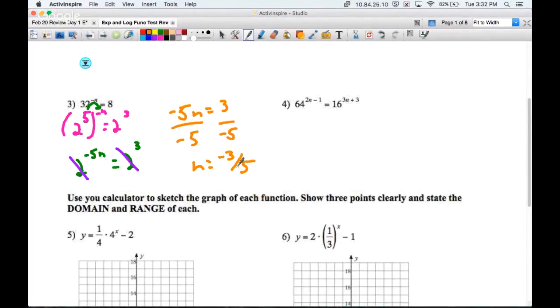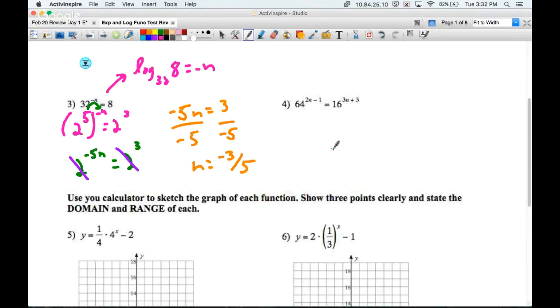So we were able to get the answer. And one thing that's nice about this technique is that it doesn't require a calculator. If you were to do this with logarithms, you'd end up with log base 32 of 8 equals negative n, and we need a calculator to be able to evaluate this.